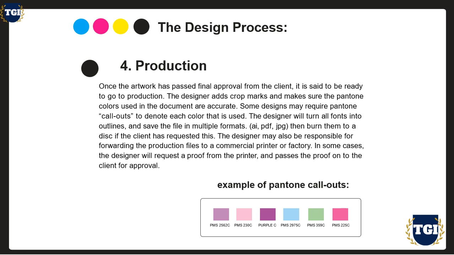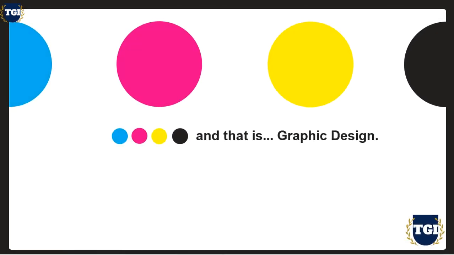All right, so the designer will turn all fonts into outlines and save the file in multiple formats. That's AI, PDF, JPG. We have several formats of saving our work. Then burn them to a disk if the client has requested this. That's an option. All right, so the designer may also be responsible for forwarding the production file to a commercial printer or factory. In some cases, the designer will request a proof from the printer and pass the proof on to the client for approval. So I think we already talked about that.